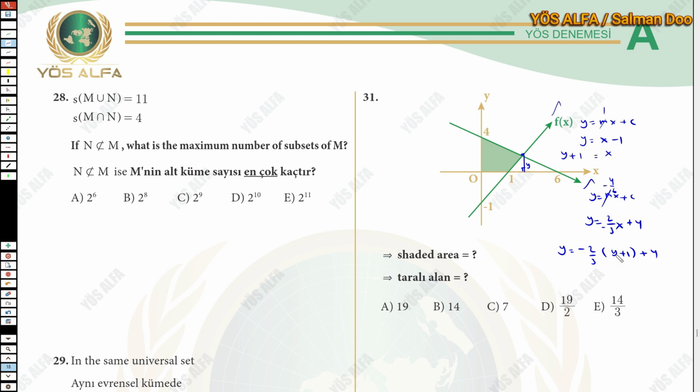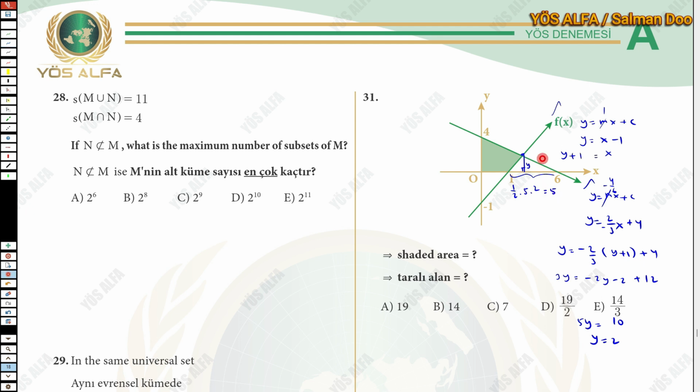I'm going to multiply both sides by 3, so we have 3y is equal to minus 2y minus 2 plus 12. So we have 5y is equal to 10, y is equal to 2. So that's the y-coordinate over here. So we can find out the area of the smaller triangle now. The base is 5, so half base times the height, which is 2, so the area is 5.